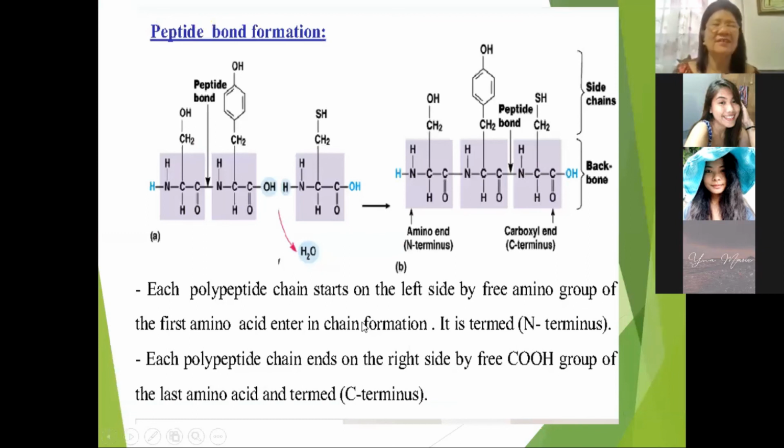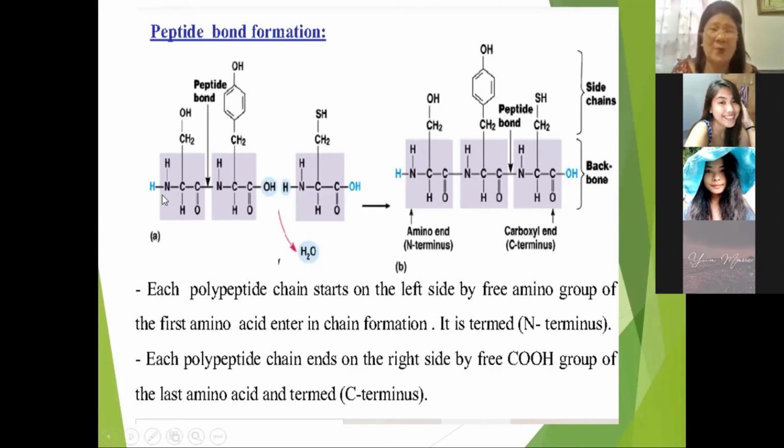So, if this is now our first, this is the N terminal and the C terminal. C terminus, N terminus. Okay, peptide. This is the first amino acid. This is the second amino acid. How are you going to combine this? It will combine with the C and the N terminal. The C and the N terminal. Okay, write it this way.